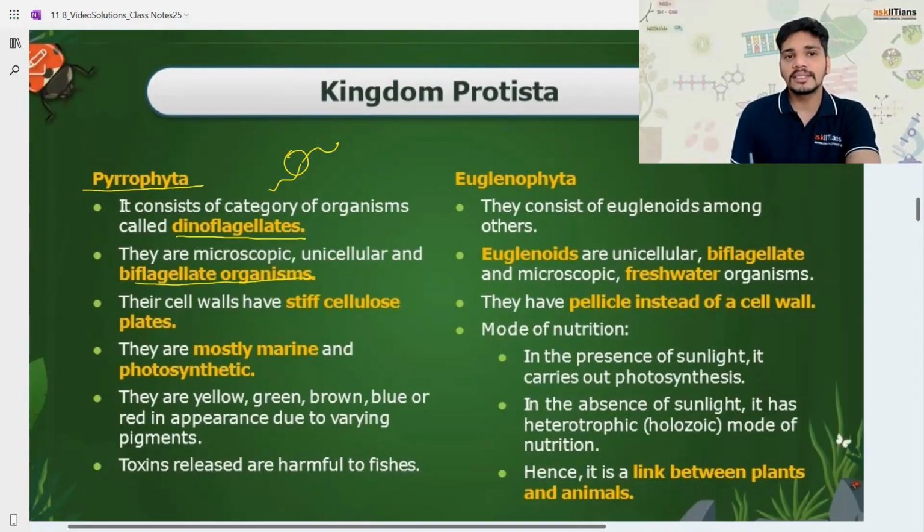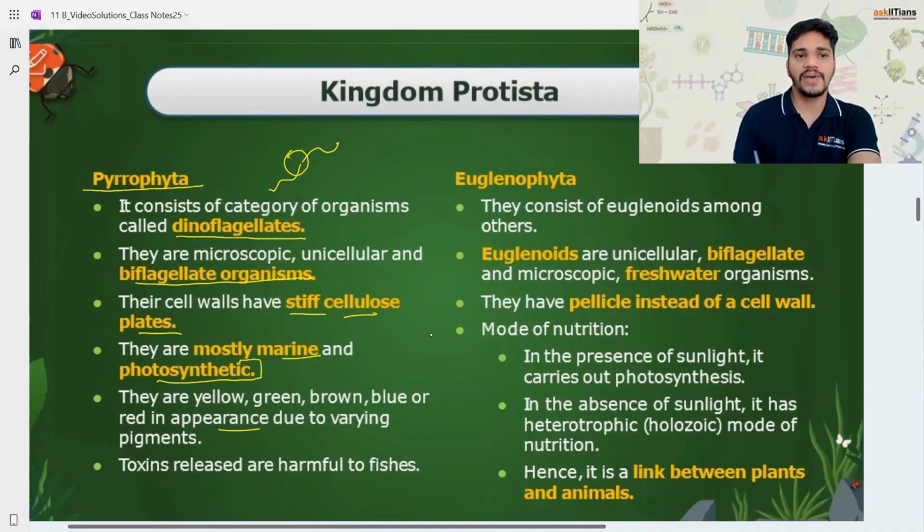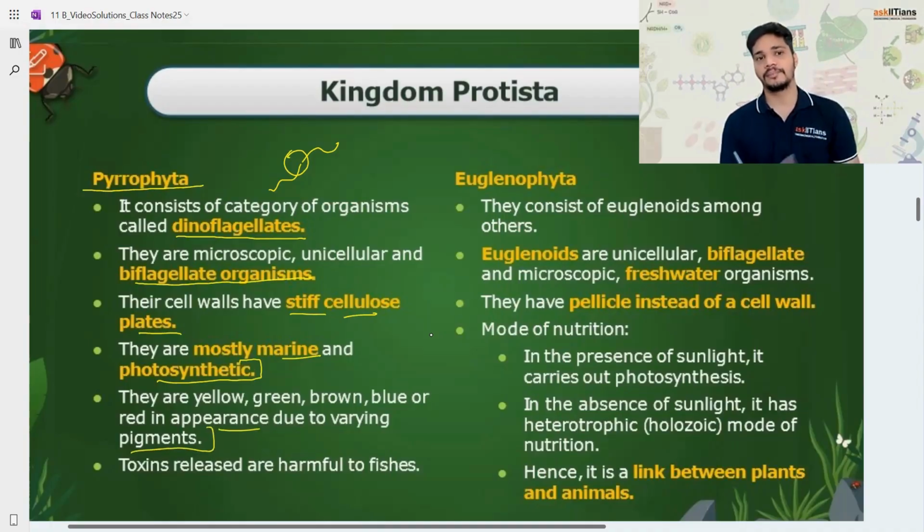Their cell wall is a stiff cellulose plate. Please remember cellulose plate. They are mostly marine and photosynthetic. They are yellow, green, brown, blue, or red in appearance due to the varying pigments.